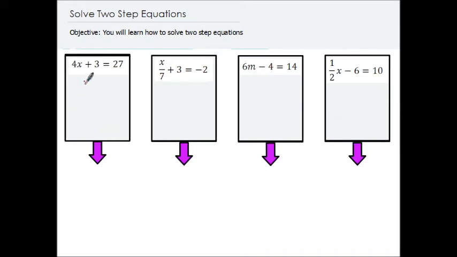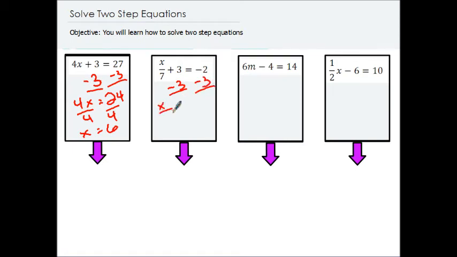Alright, let's take a look. So minus 3, 4x equals 24. Divide by 4, x equals 6. Minus 3, x over 7 equals, we could use state change opposite here if we want, which would make it negative 2 plus negative 3. So that's going to give me a negative 5. So times 7, x equals negative 35.